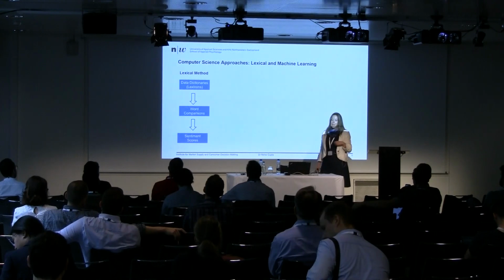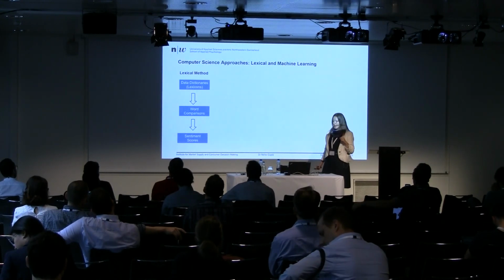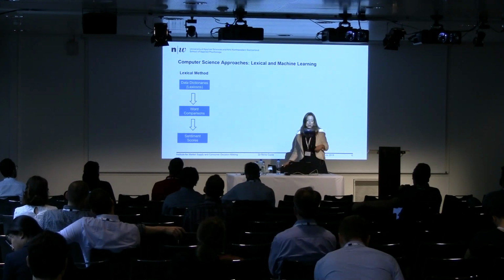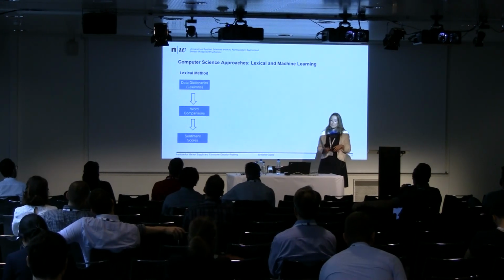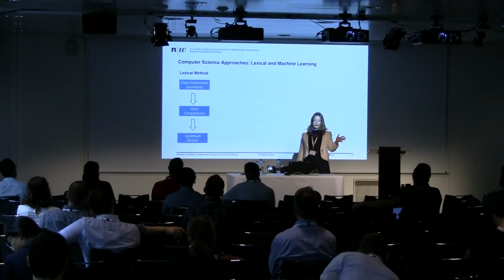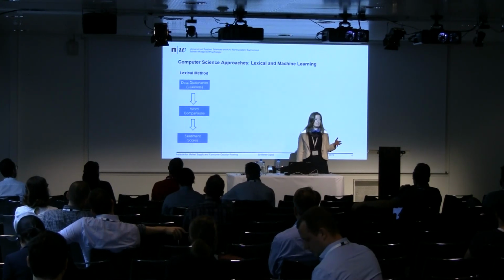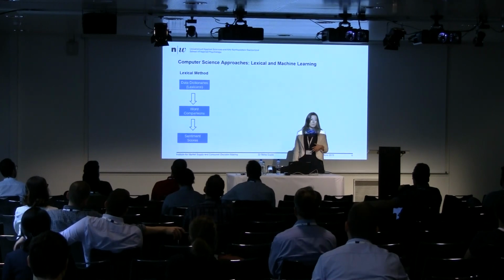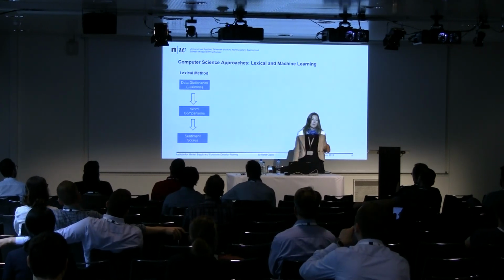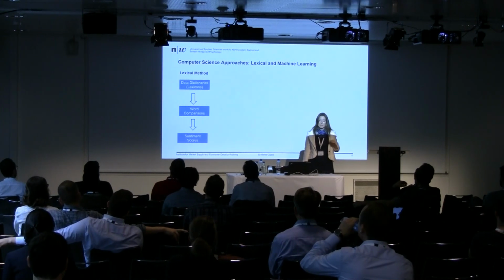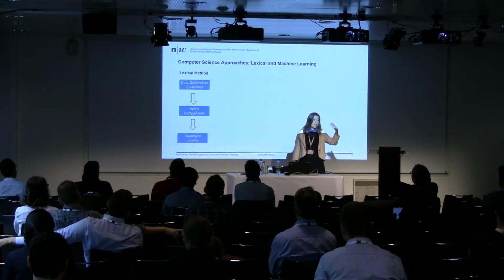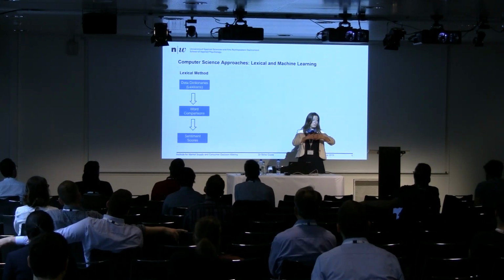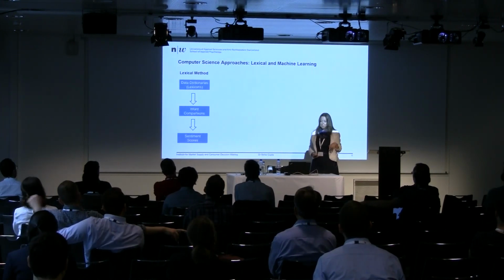So here, very briefly, the two main computer science approaches. I think that you already know these approaches, so I'm just going to go very briefly. Lexical approach has been around for a while. You have a dictionary, a lexicon, one or several. You have data like tweets or emails, whatever it is. You compare the data input with the lexicon, you match them and you compute a sentiment score.